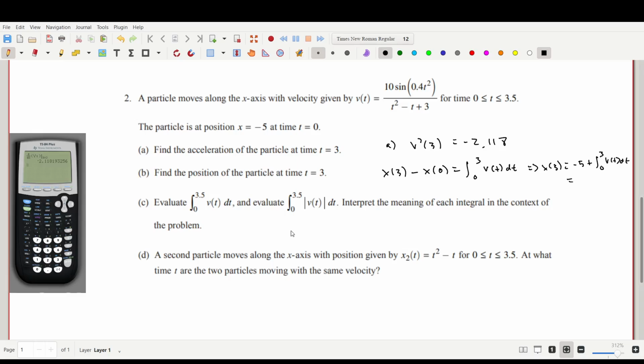And that equals, got my calculator, -5 plus math 9, 0 to 3, alpha trace y1 dx, and that should be good. -1.76 is cool. Evaluate that integral.